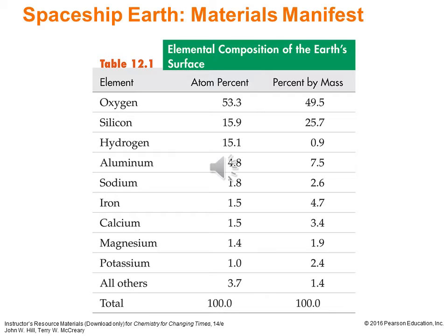Then we go down to aluminum, and we go much lower to sodium in terms of atom percent, and then iron, which has a greater mass percent but lower atom percent than sodium. So things don't work out quite very nicely here, but mainly if you can keep oxygen and silicon straight, you're in pretty good shape.